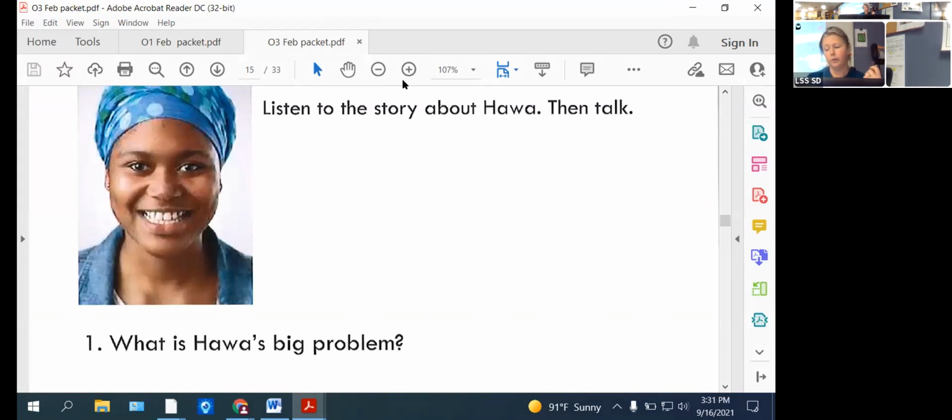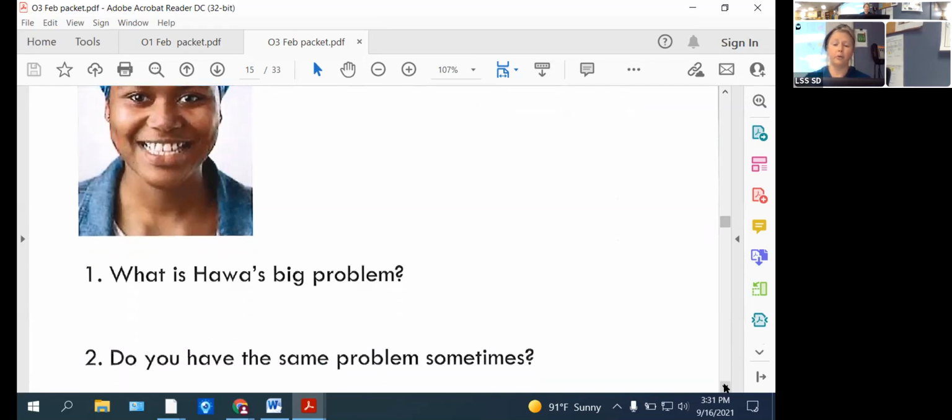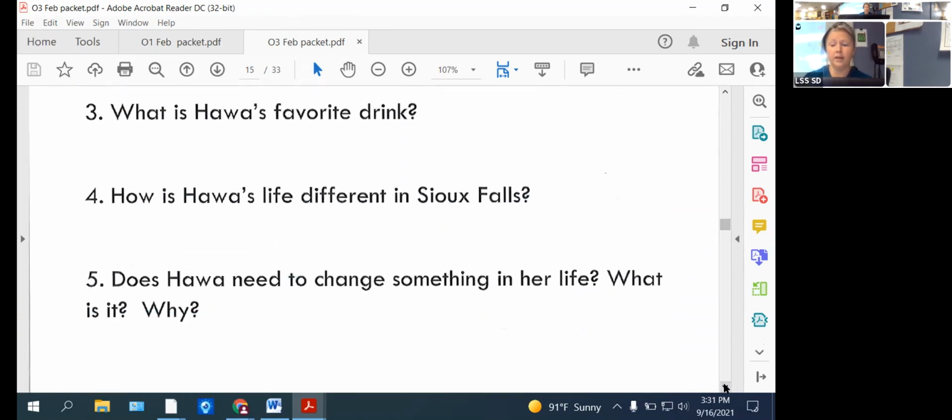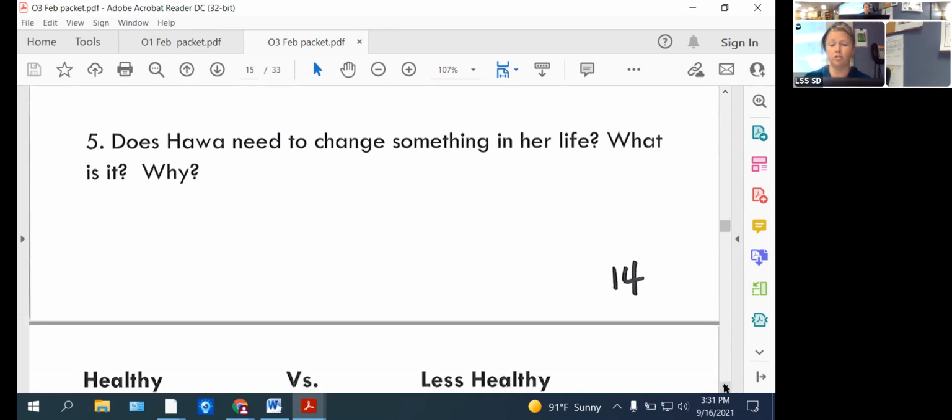And with oral 3, we actually created Hawa. Hawa is an African student that works at Sanford, and she's gaining weight and she has all these problems. They got to listen to the story and we got to discuss the story. And then we were able to go back to the story with the ideas that we were presenting in the classroom and consider, what can she change?